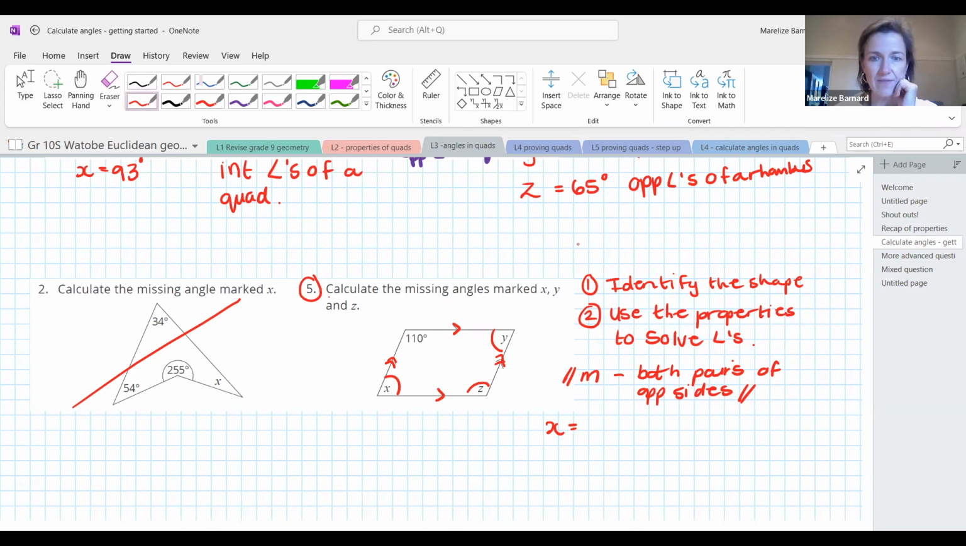Okay, good stuff. Yes, X is 70. And the reason for that is co-interior angles. And then Y, let's see, what is Y with a reason? And write in as you go. So this is 70. You can do it two ways.